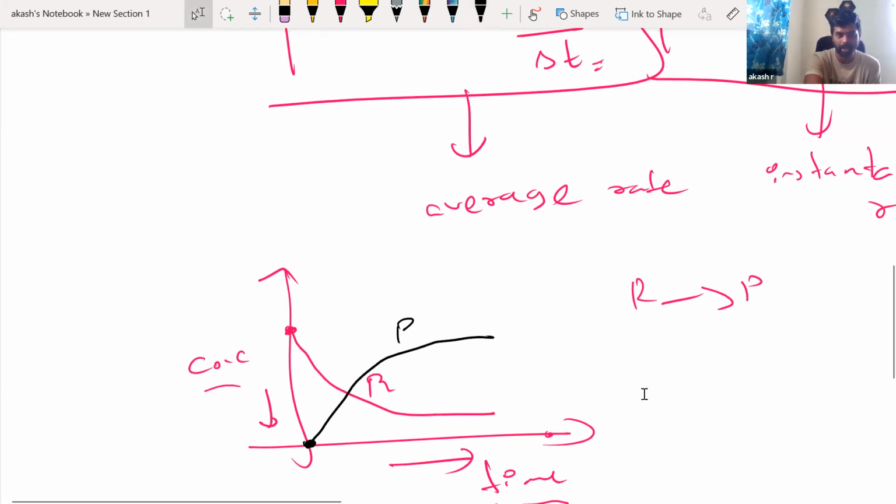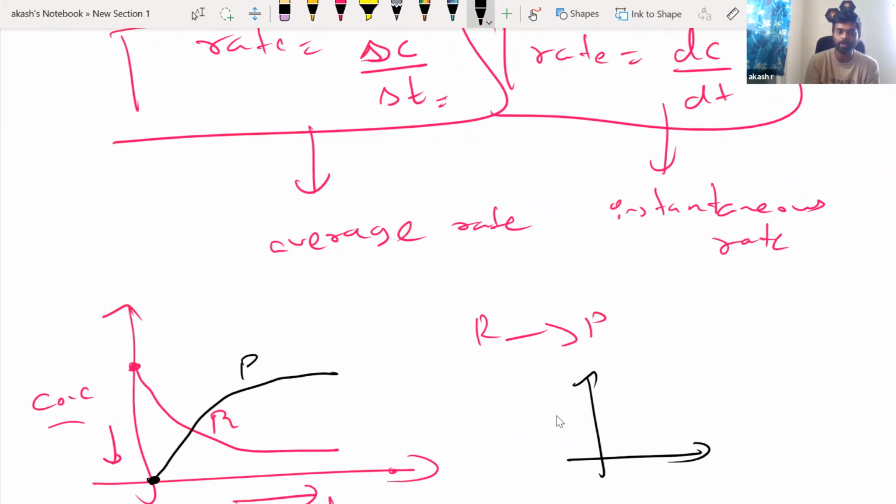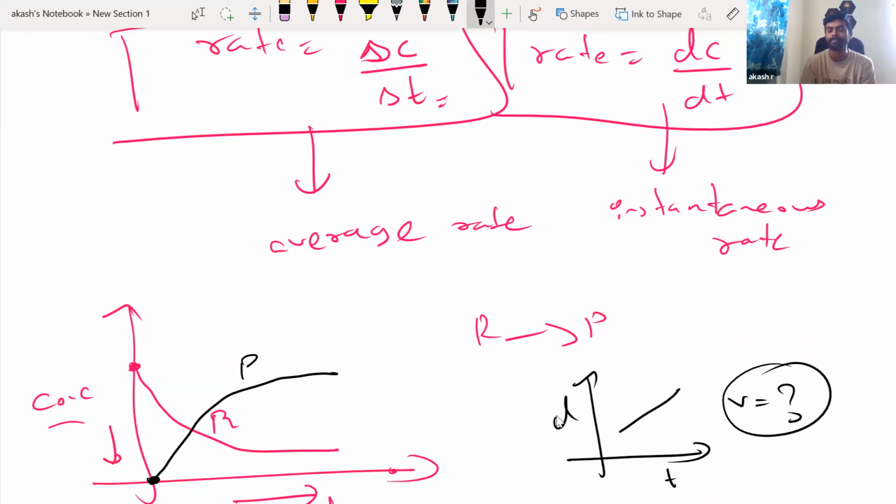Now for us to understand this, if I give you a distance time graph, or say a displacement time graph, whatever it is, and I say that this is the curve, how will you find the velocity from the graph? What will you do?